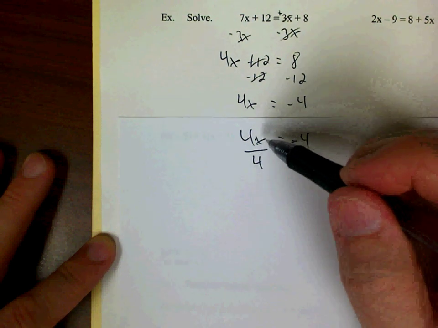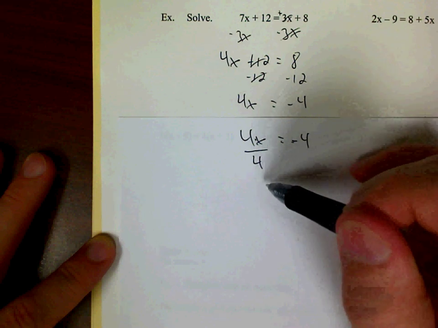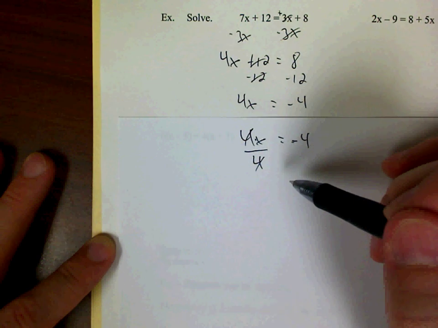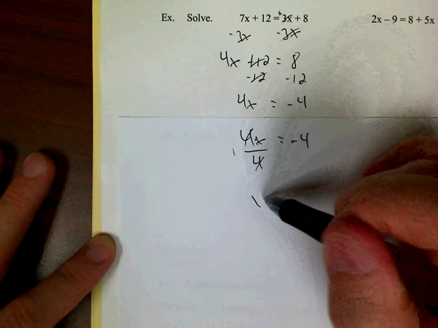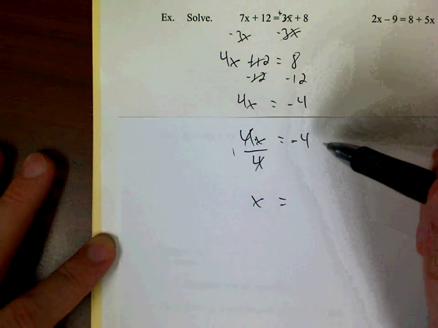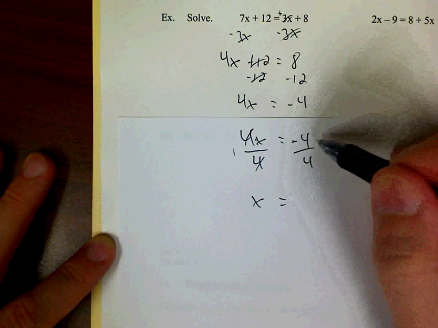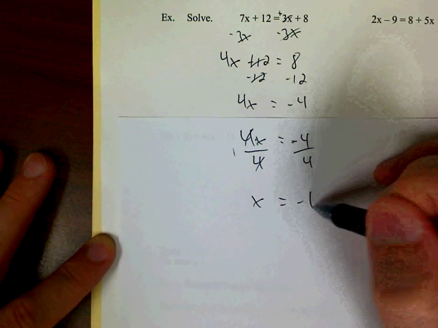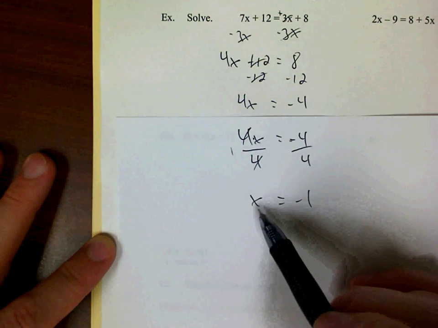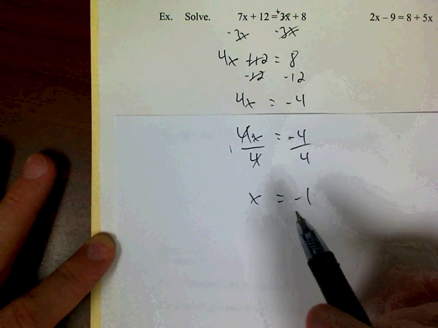And the reason why you want to divide by the 4 is because 4x divided by 4 leaves you with the 1x, and 1 times x is the same as x. So in other words, these 4's will cancel, leaving a 1, and 1 times x is x. That's what we're trying to get to, an x all by itself. But the rule is, if you divide one side by 4, you must divide the other side by 4. So negative 4 divided by 4 is negative 1, and we have just completed the problem. Anytime you get the x by itself, or whatever the variable may be, a positive variable that is, you're done.